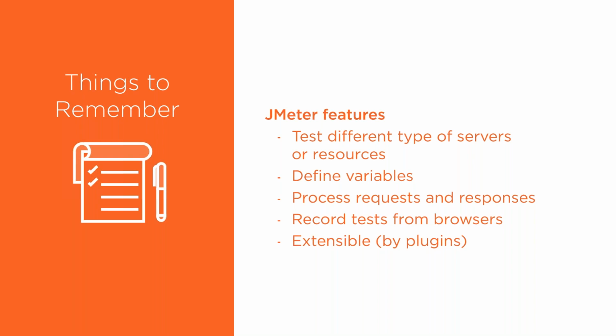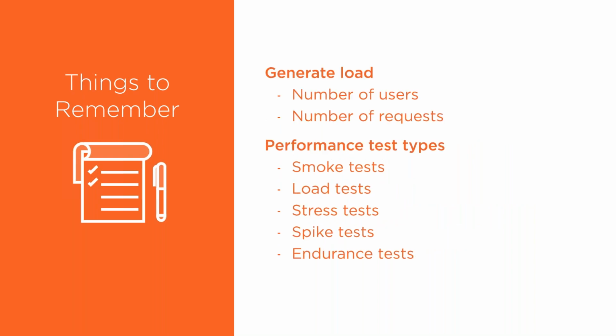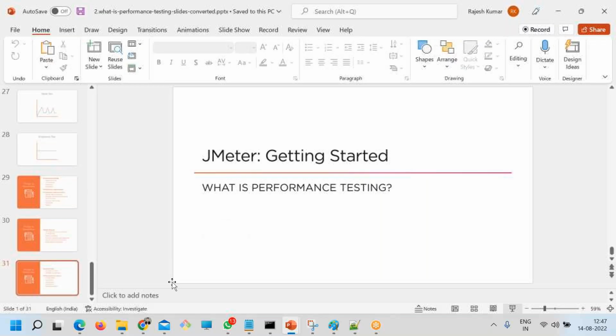These are some of the features of JMeter. Test different types of servers or resources. You can define variables, process requests and responses, store them, and record tests from the browser. That means you can plug in some additional tools from the browser also; it is extensible. To generate a load, you can increase the number of users and the number of requests per user. And these are the types of performance tests: smoke, load, stress, spike, and endurance. So this is our introduction to JMeter.